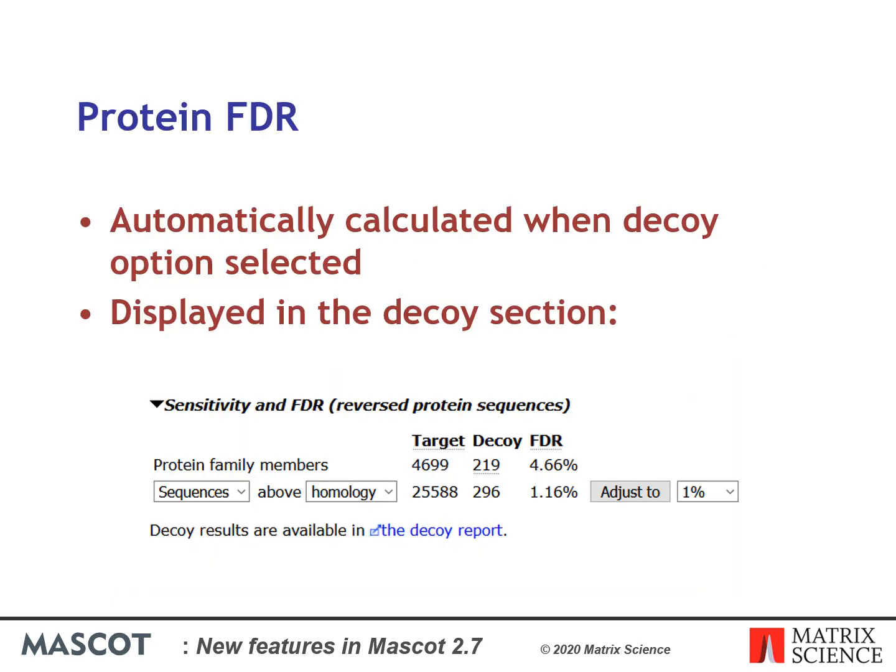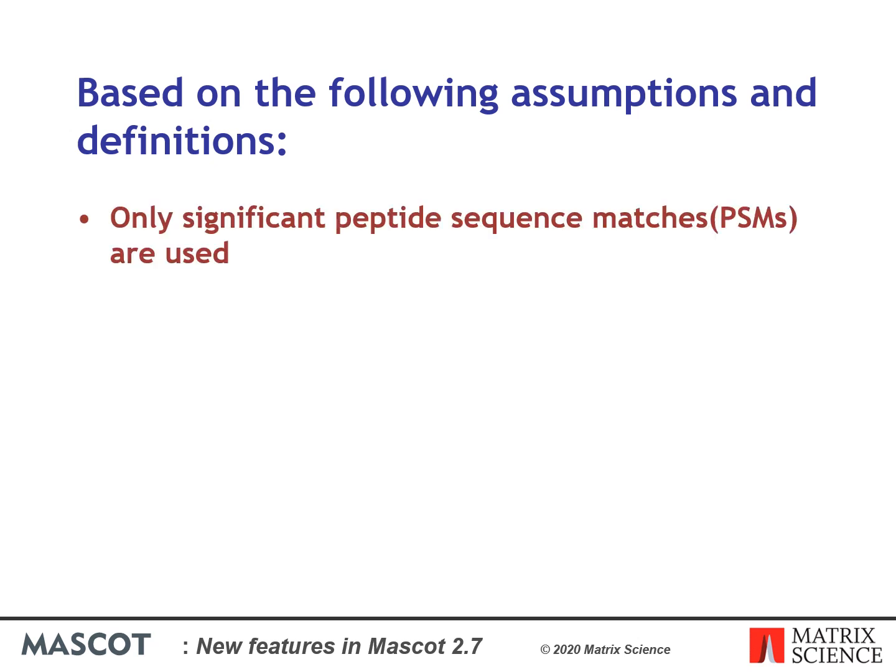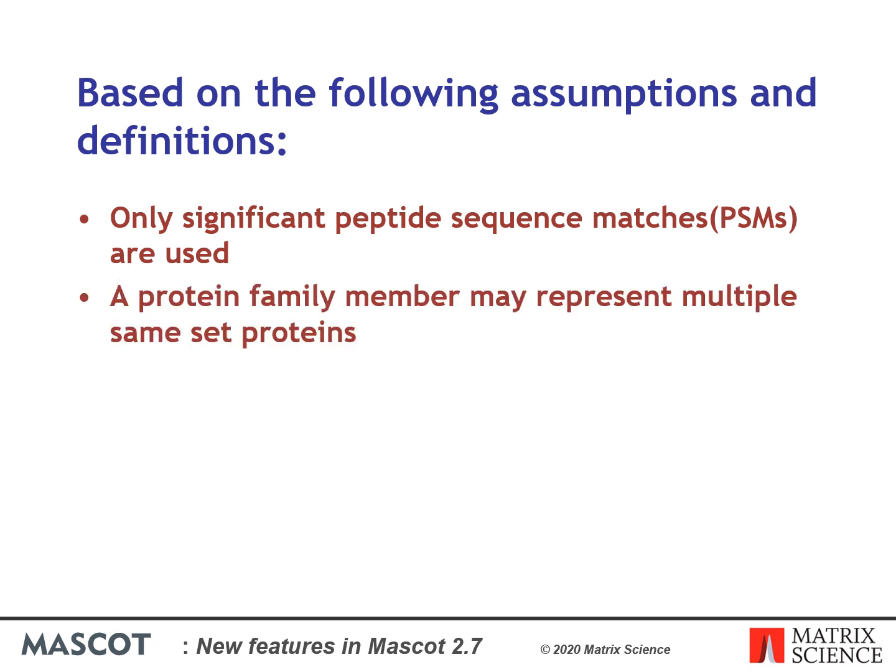The new protein false discovery rate value is automatically calculated when the decoy search option is selected. It is displayed above the peptide PSM decoy results. Protein FDR is based on the following assumptions and definitions. By default, the protein family report only shows peptide sequence matches, PSMs, with significant scores and are used for the protein family assignment. A protein family member may represent multiple same-set proteins.